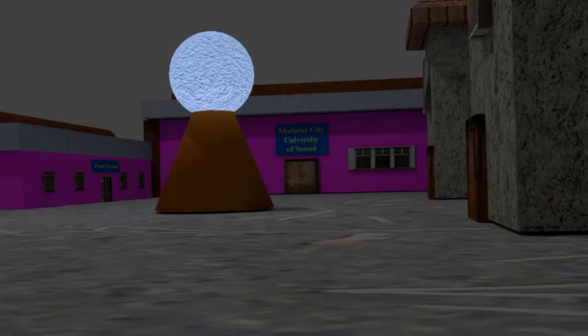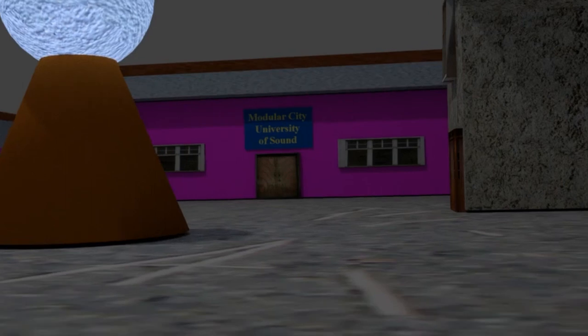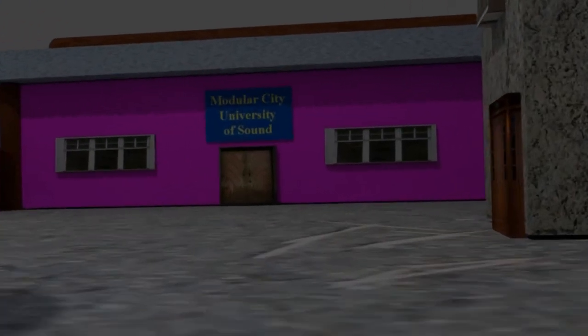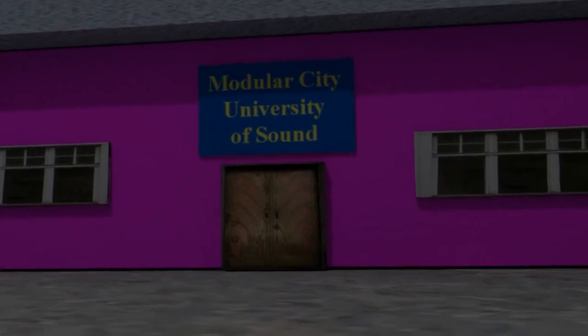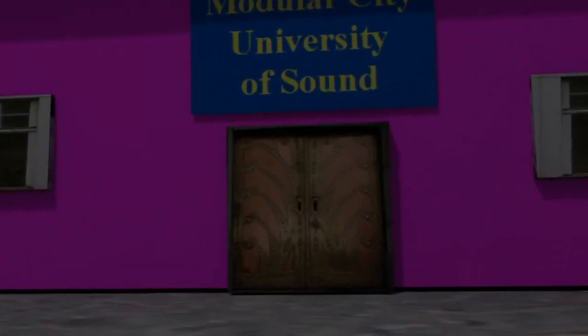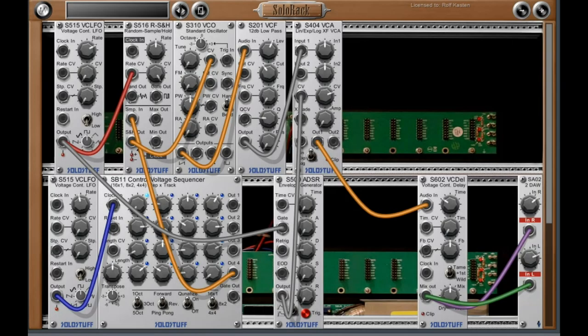And opposite to our high school, there is the university. Here, professors lecture about the high science of modularity, about modular sonic art, and about the latest developments in the field of modular synthesis. And therefore, don't limit yourself to more or less common approaches. Try using different sources to trigger your sequencer. You might, for example, connect a sample and hold module to the clock input.